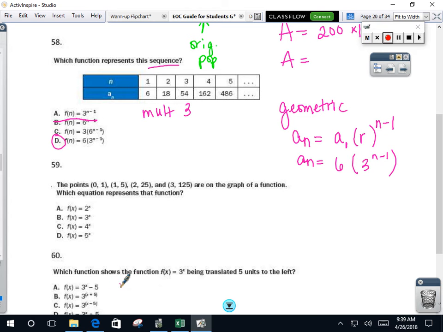Now, say that you were looking at this problem and you did notice the pattern was multiplying by 3, but nothing about geometric sequences came to mind, and so you didn't know to use this formula. Another way that you could have figured it out is if you graph the other 3 choices. And I'll just start with D to save time and show you what would happen.